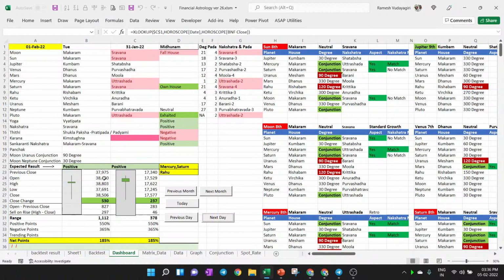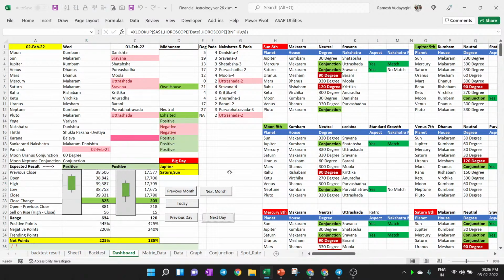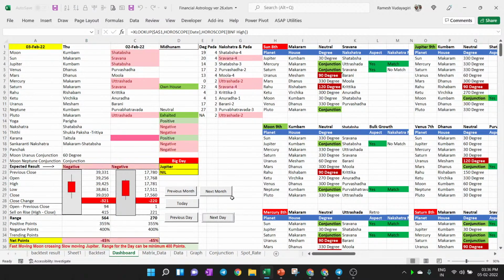So most of the time, if you are getting the opening view, then you can just close the positions at the opening time and exit. After that it also made a high of another 400 points. So this will be a very good opportunity if you are having an opening position. And next, here also it is a positive view for 2nd February. And then the next day it was a negative view for Thursday and Friday.